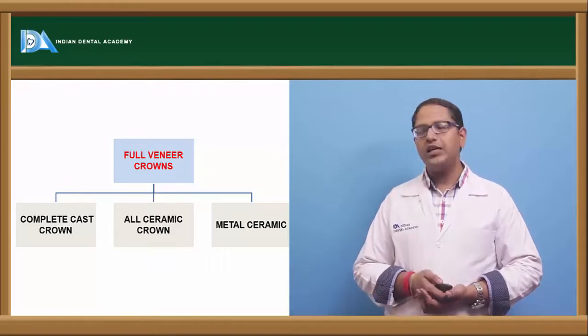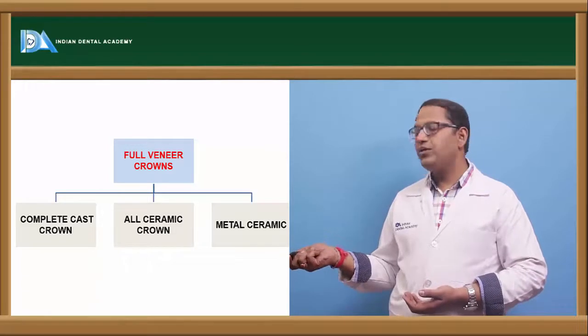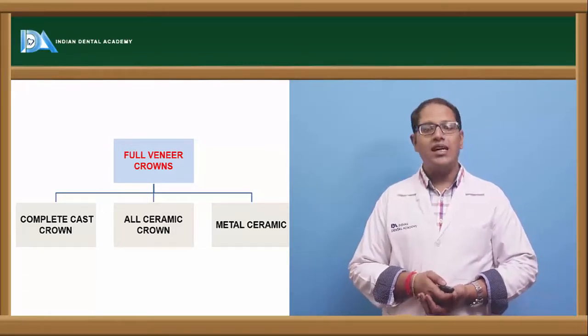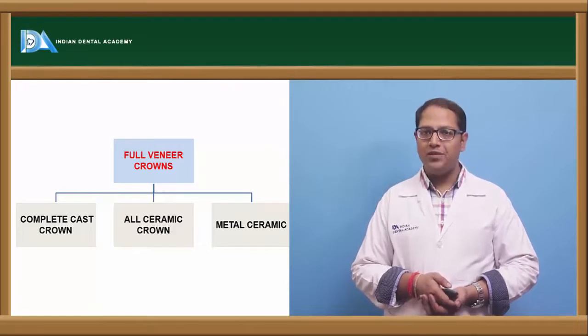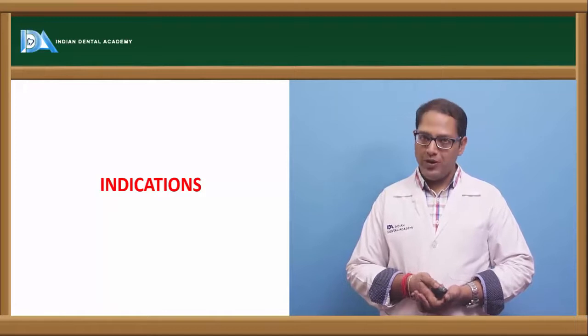Now a full veneer crown can be a complete cast crown, it can be an all ceramic crown, it can be a metal ceramic crown, depending on what the patient's desire is as well as what the indication is for that particular area. Now coming to the indications of tooth preparation.